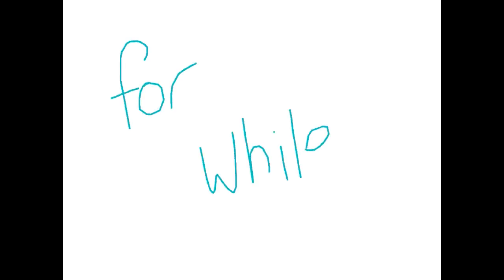Repetition allows us to repeat a certain piece of code until a specific condition is met. Another name for repetition is loop, and we've got two loops that we're going to look at. The first one is a for loop, and the second one is a while loop. Both of these follow the same idea that you keep repeating the code until a condition is met.